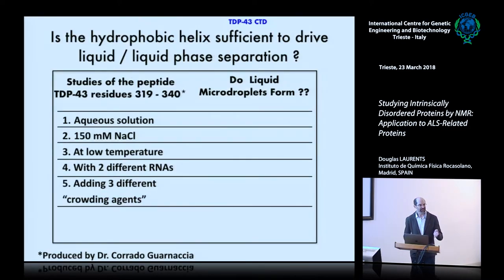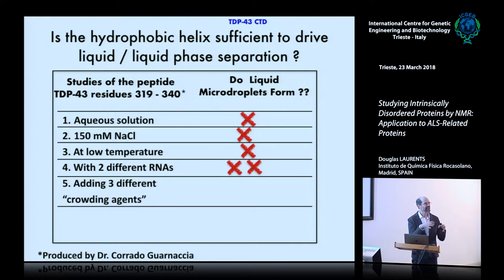So together with you here in Trieste, we wanted to ask a question. If the hydrophobic helix is driving or helping the liquid phase separation, is it enough to do so on its own? Can the hydrophobic segment form a liquid phase by itself? So using the peptide produced by Carrado, we tested for liquid microdroplet formation in aqueous solution, but we didn't see any liquid droplet formation. We added some salt, but it didn't form liquid droplets. We cooled it down to low temperature. These are all conditions that favor the protein's liquid droplet formation, but it didn't form liquid droplets. We added two different RNAs, and that didn't work.